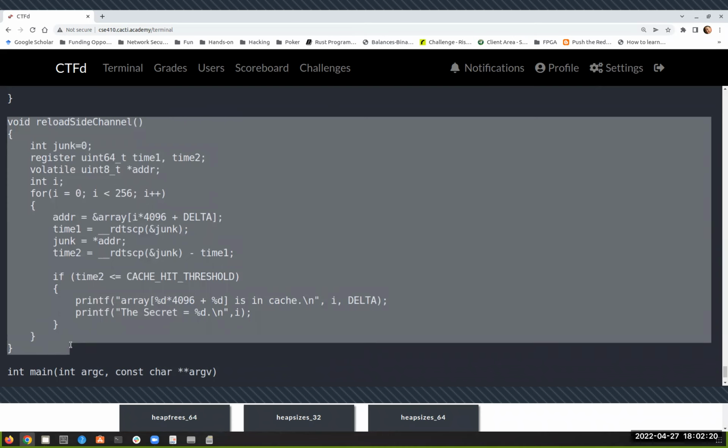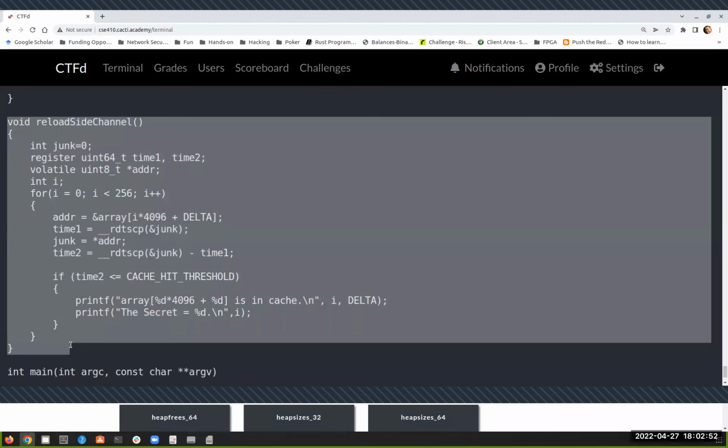tries to guess what the secret is. From here, you can see this piece of code didn't use the global variable secret, right? We're not directly reading that. We're just trying to use the cache to guess what that is. Very similar to the code from before. The only difference here is we print out based on the cache threshold.